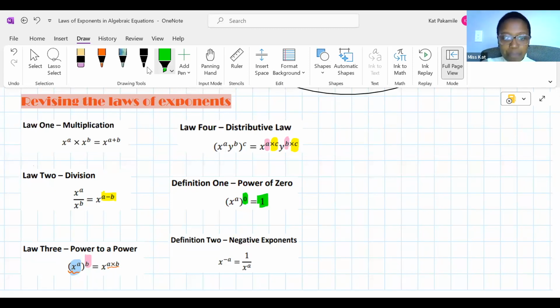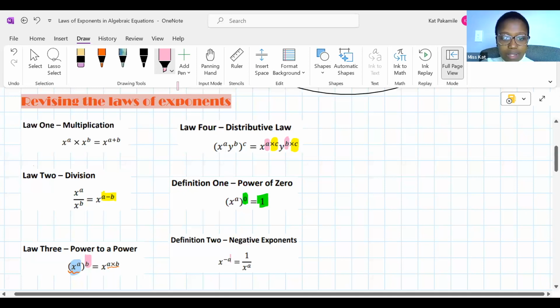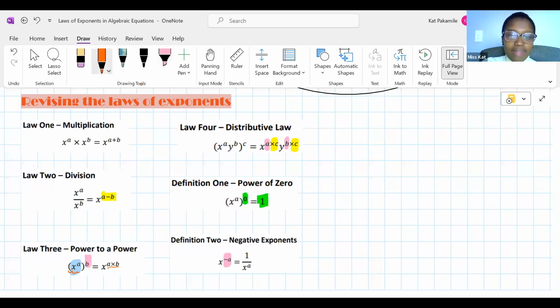Then the last definition we're going to look at today is negative exponents. So if you have x to the power of negative a, in that case, we take the reciprocal, okay?